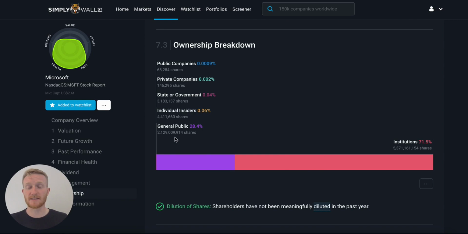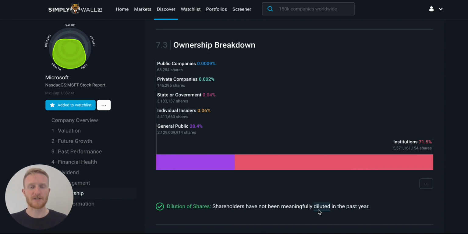And so we can see in this case that the general public has about a third or just under a third of the voting power, and institutions made up of many funds have more than two-thirds of the voting power. So that tells you right there that they have a lot of say. And the check that we do here is in regards to dilution of shares.